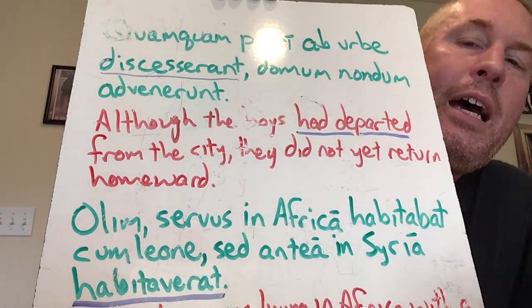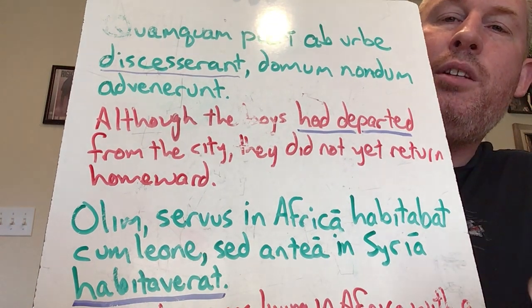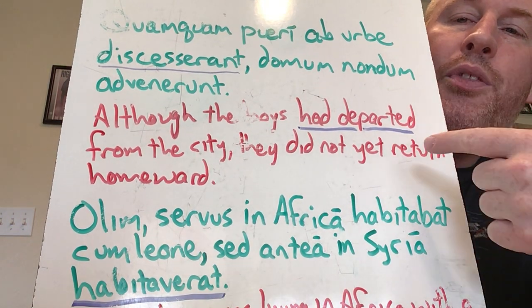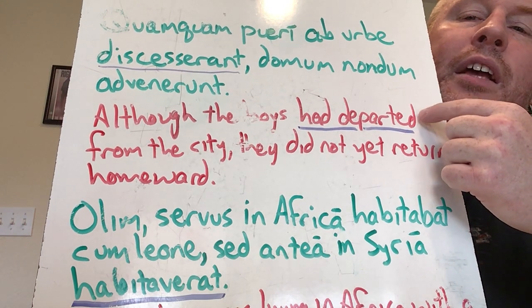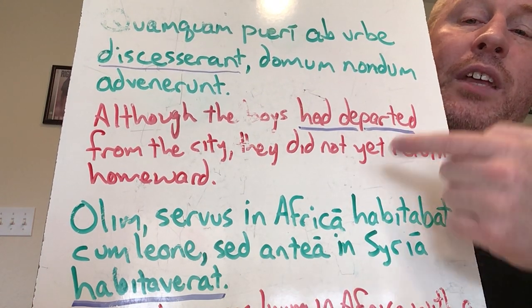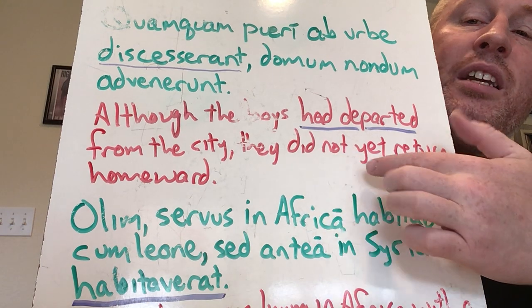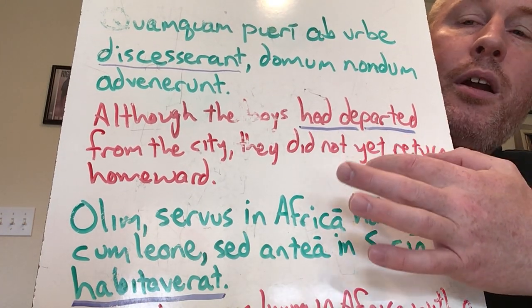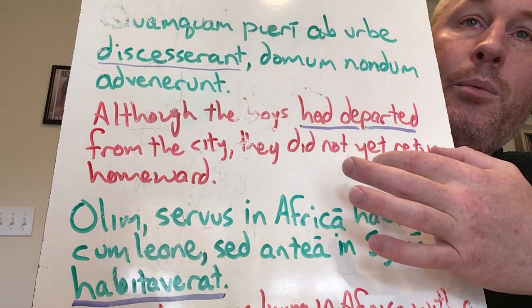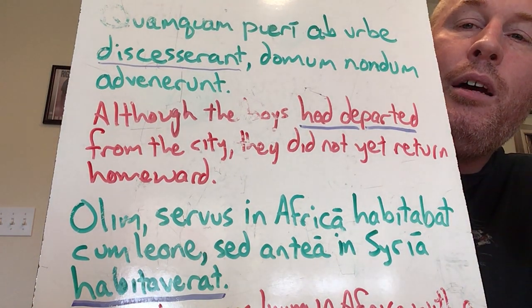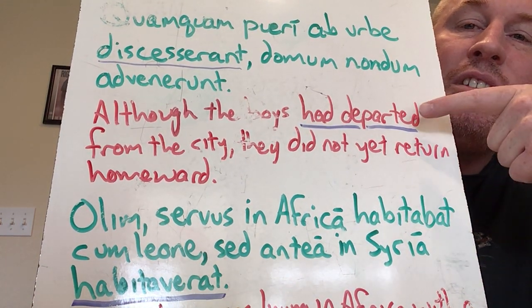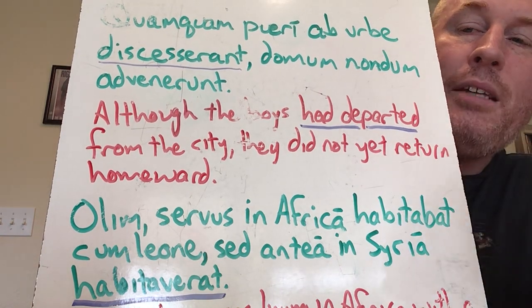So if you look at what's happening chronologically in this sentence, them having left from the city, having departed, is the first thing. Although they did not yet do this. So did not yet do this is happening chronologically second in what's going on. The perfect is happening closer to the present than the pluperfect was. Okay, so this is the past before this past.